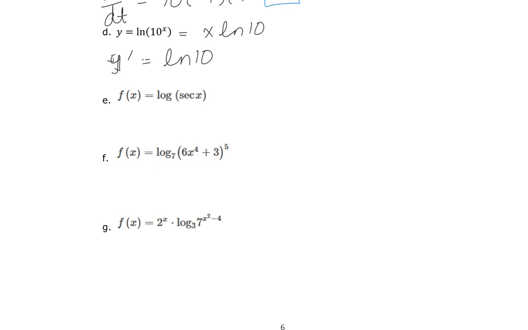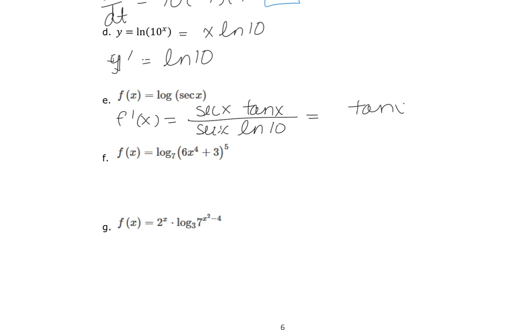And I notice that I have the secant. Well, the secant is a function, so this is a function within a function, and so I know that f prime of x is going to be equal to the derivative of secant, which is secant tangent. So the secant tangent of x, that's the derivative of secant, and then it's going to be divided by u, which is the secant of x, and then it's going to be multiplied by the natural log of my base, which is 10. Now you can see my secants cancel, and so I end up with the tangent of x divided by the natural log of 10.